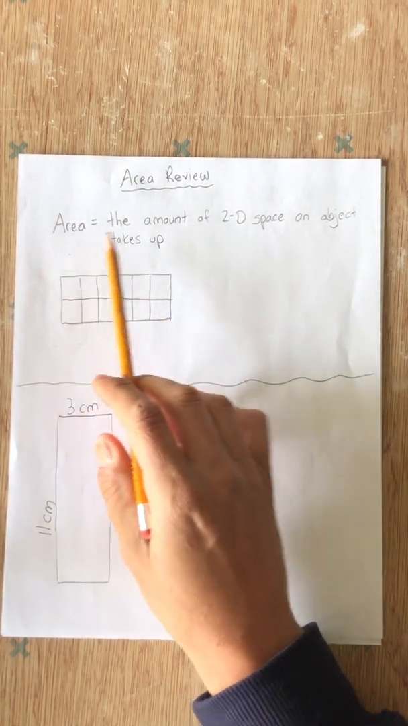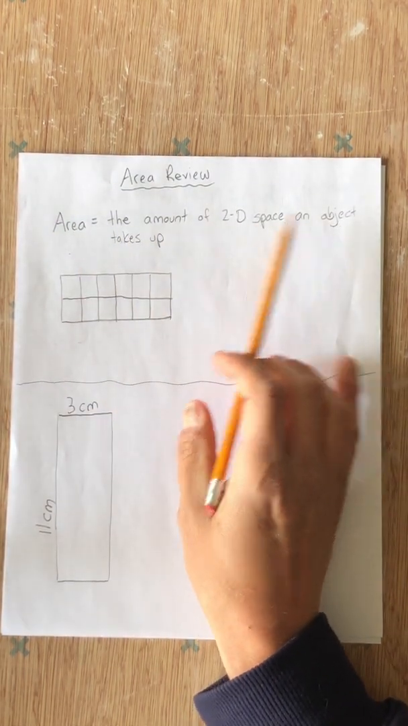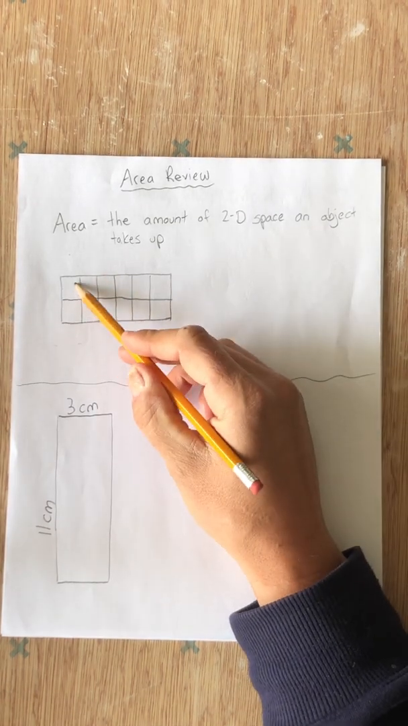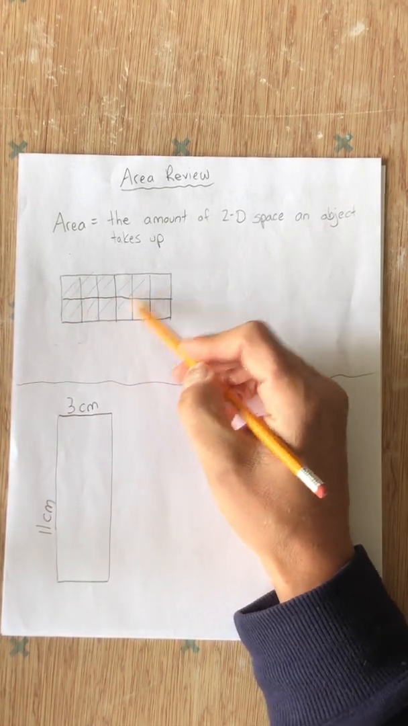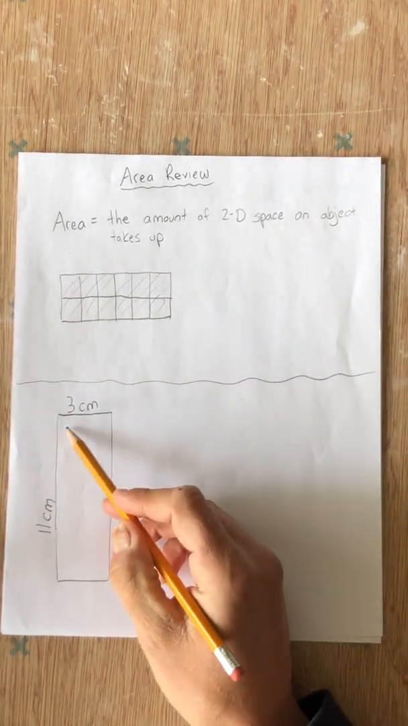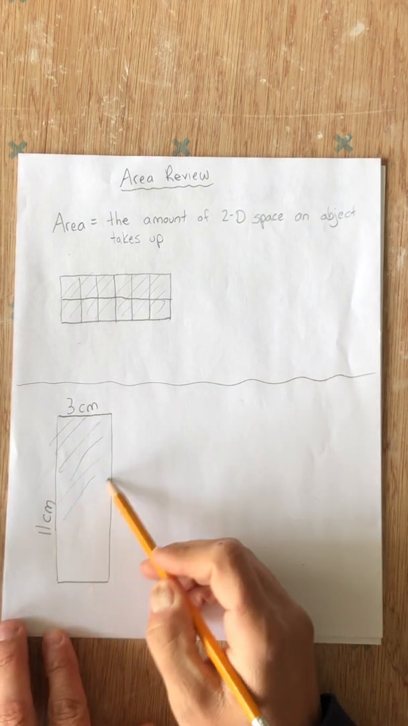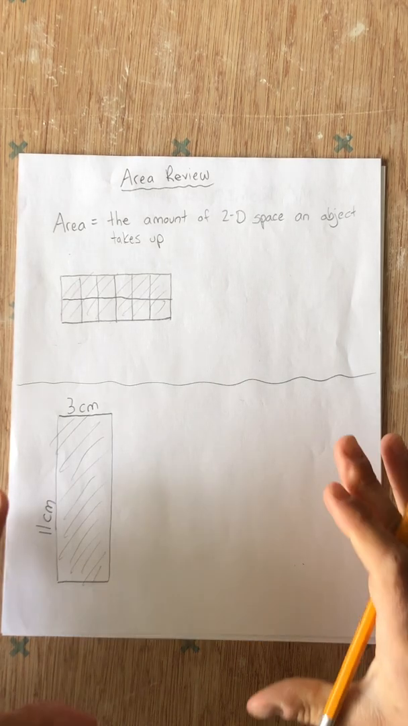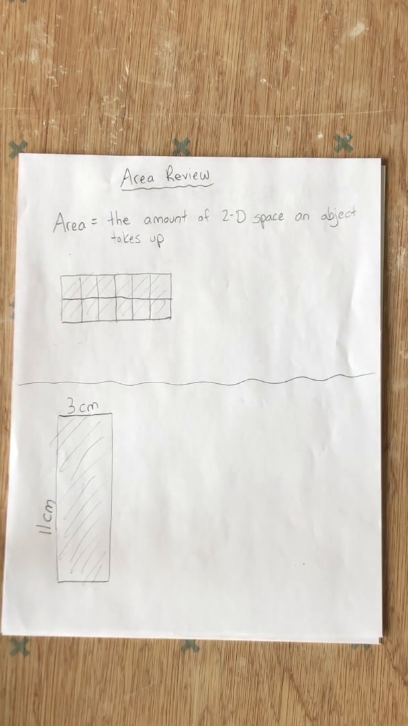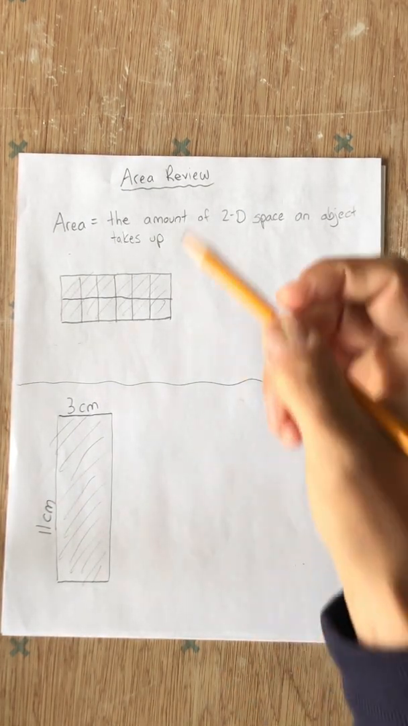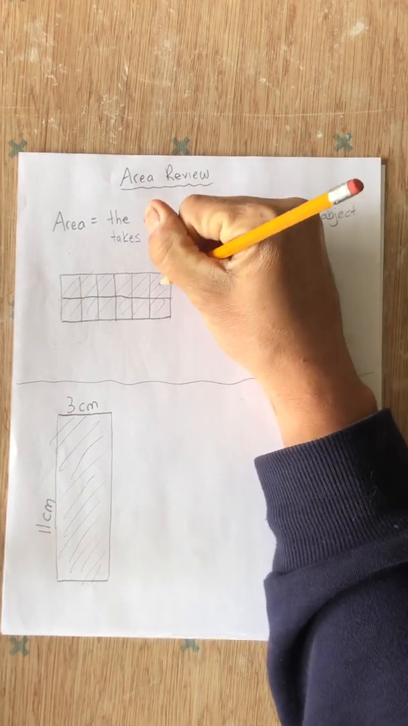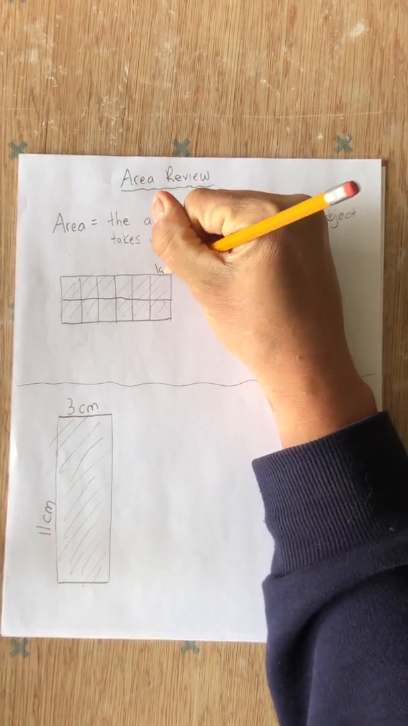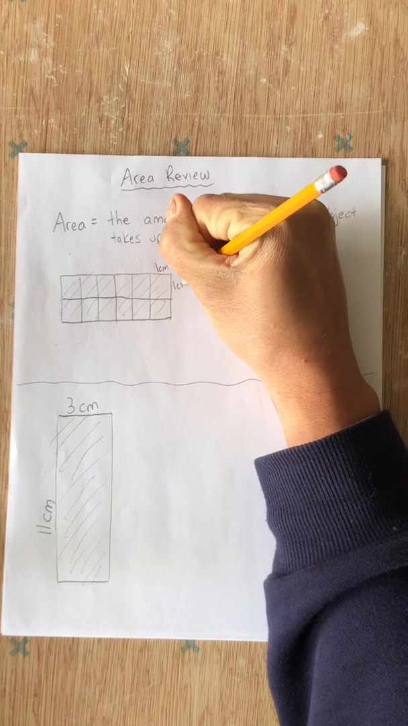So area is the amount of 2D space an object takes up. When we talk about area, it's this whole space here. Or if we're looking here, it's this whole space here. It's the space that a 2D object takes up. So let's assume that all of these squares here are 1 centimeter by 1 centimeter.